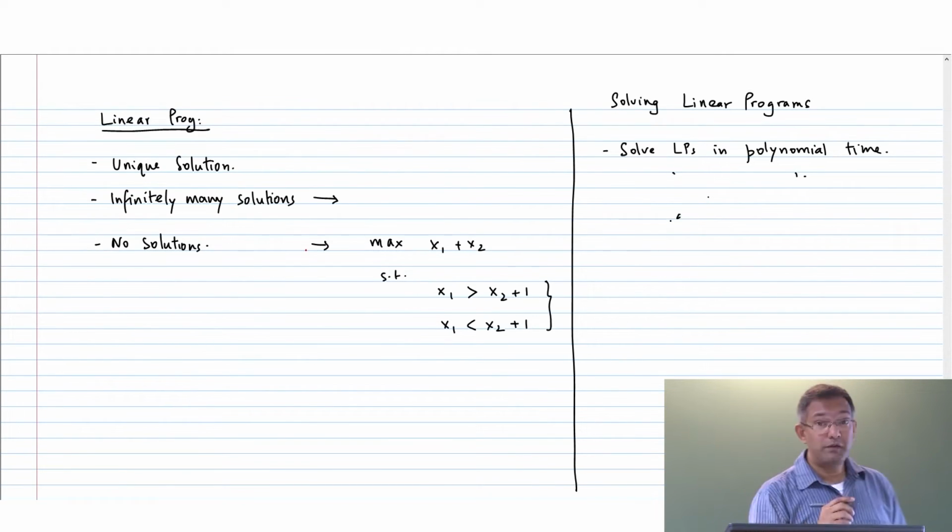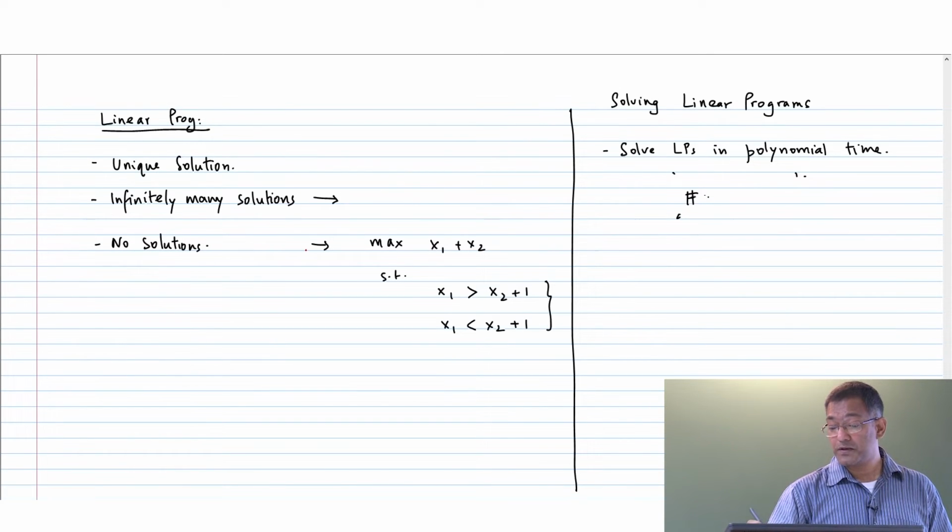Okay, you can solve linear programs in polynomial time in the number of constraints.